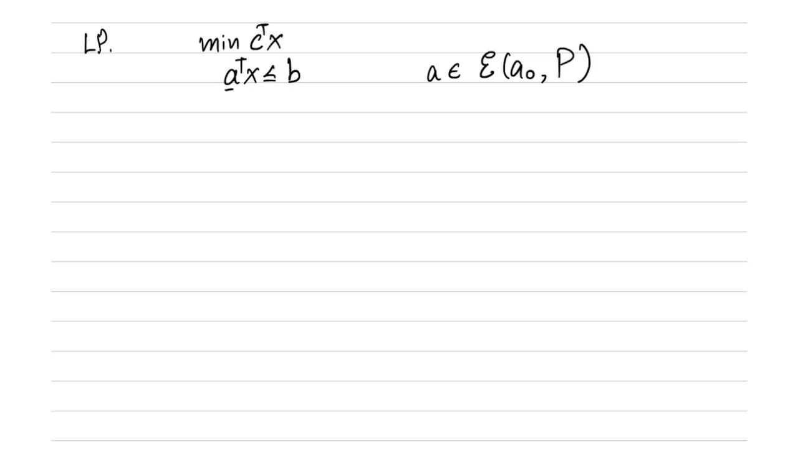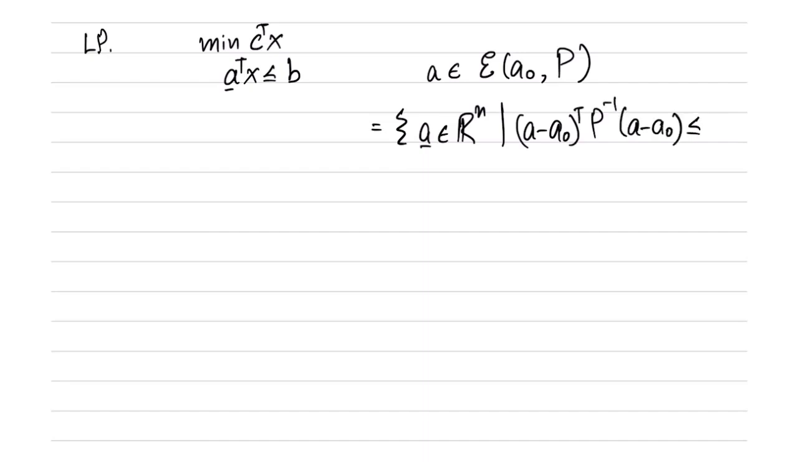Or in other words, we are saying that a belongs to this set: a is some vector in R^n such that (a minus a0) transpose P inverse (a minus a0) is less than or equal to 1. Remember that this is the specification for an ellipsoid. Assume that P is positive definite.